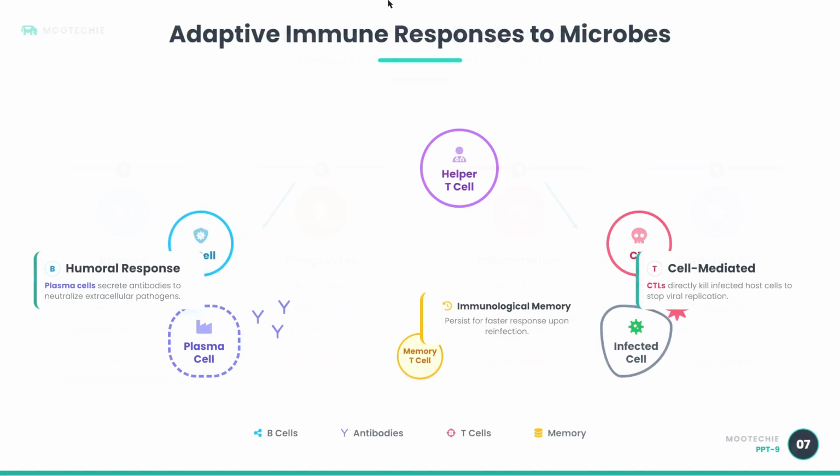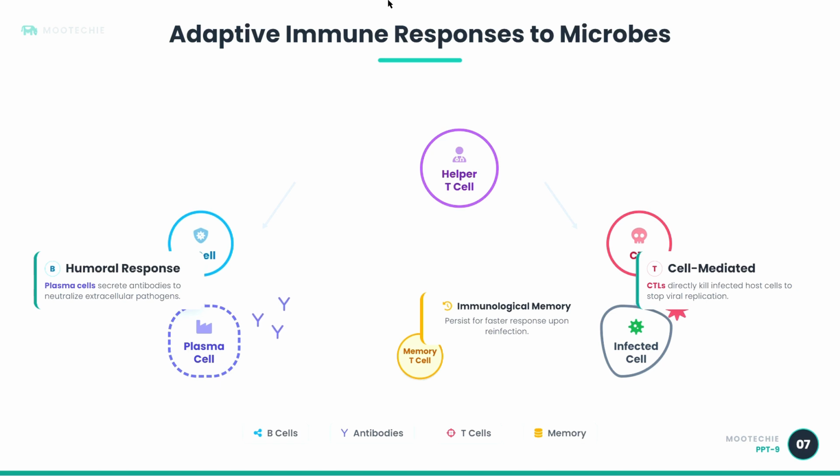Now, let us understand the adaptive immune responses to microbes. This is a more specialized defense. It has two main arms. The first is the humoral response, which involves B cells. These B cells can mature into plasma cells that secrete antibodies.